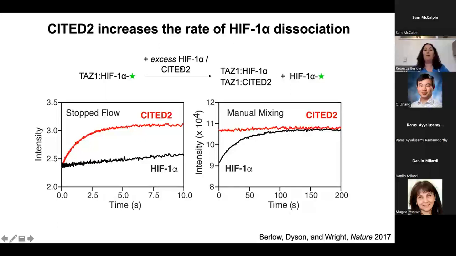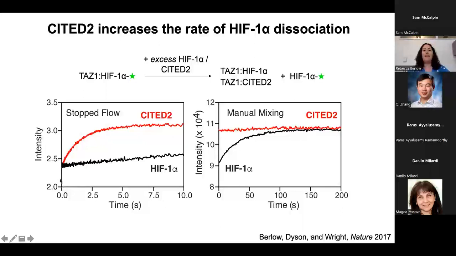And so what I'm showing you here is, again, we're using a labeled HIF1 alpha peptide. We preform a complex with TAS1, and then we can compete with excess HIF1 alpha or Cyto2 and look at the release of the HIF peptide. These are now intensity measurements. So what we look at is we can see an increase in intensity as we release HIF1 alpha from the complex. And when we do these experiments competing with HIF1 alpha or Cyto2, we see very different behavior. So on the left, we're showing stop flow measurements that are carried out with a dead time of 2 milliseconds and over a span of 10 seconds.